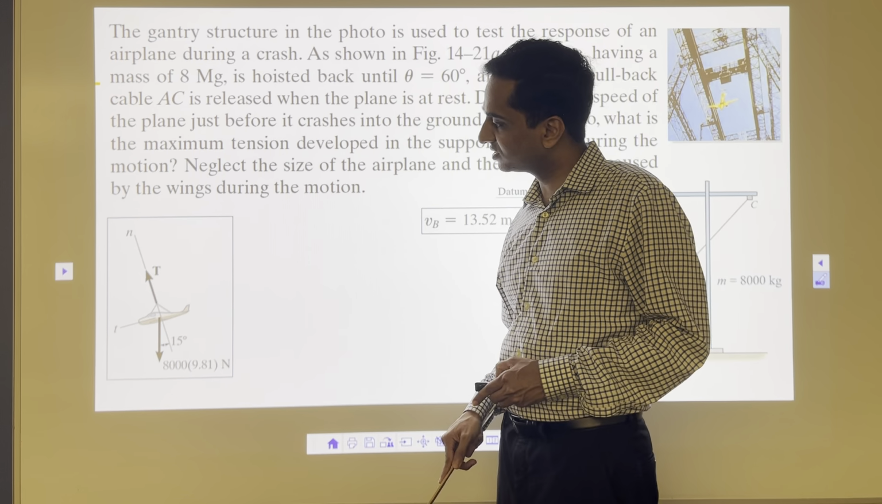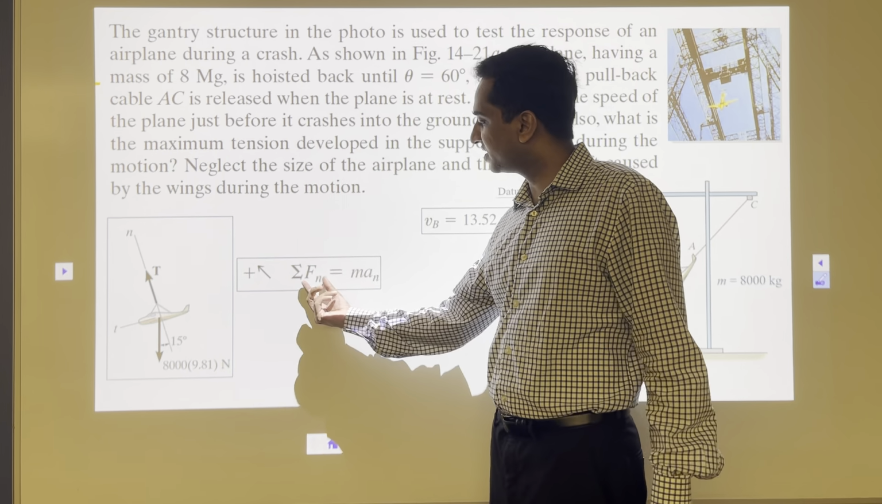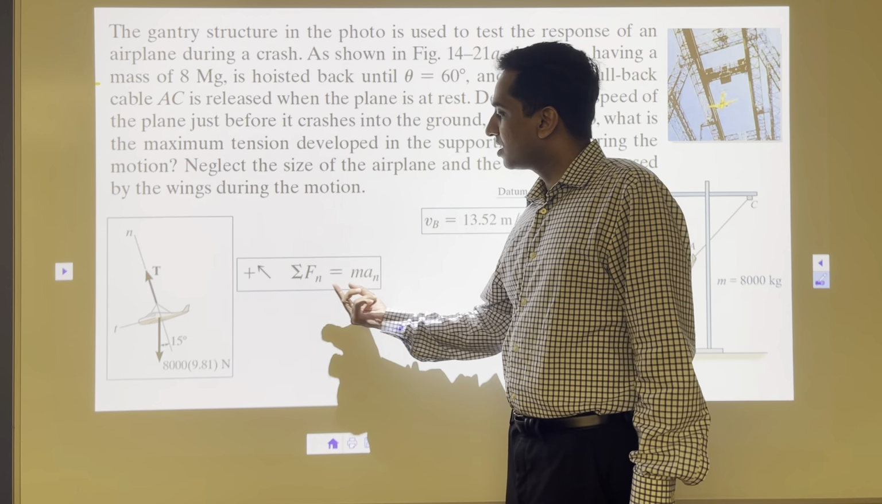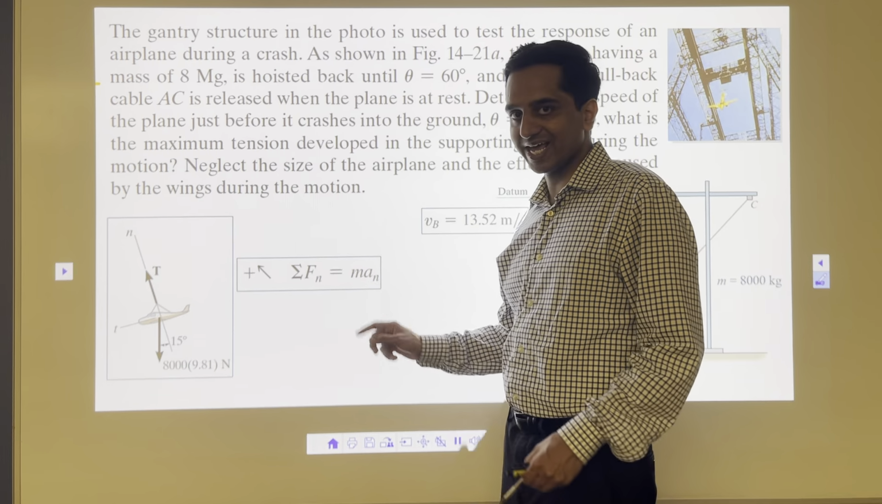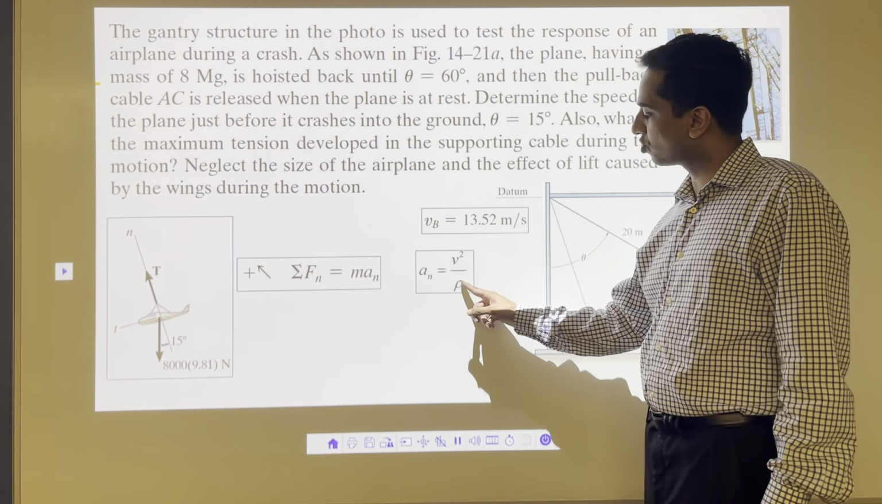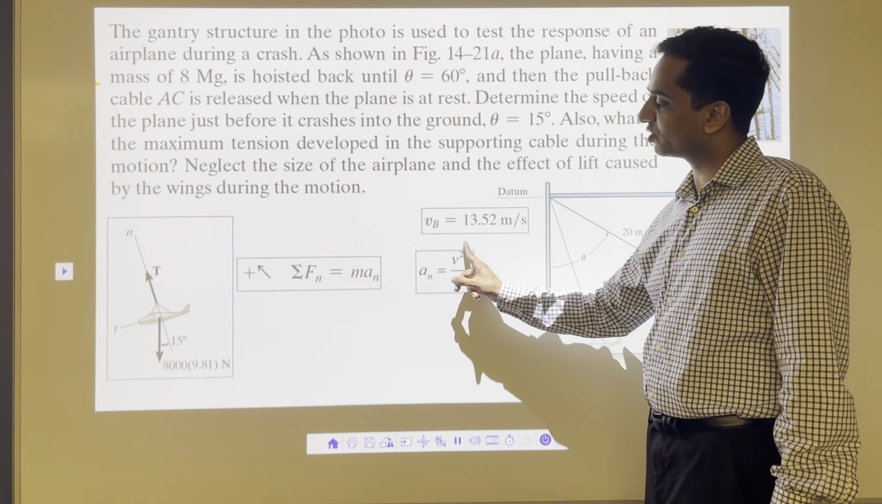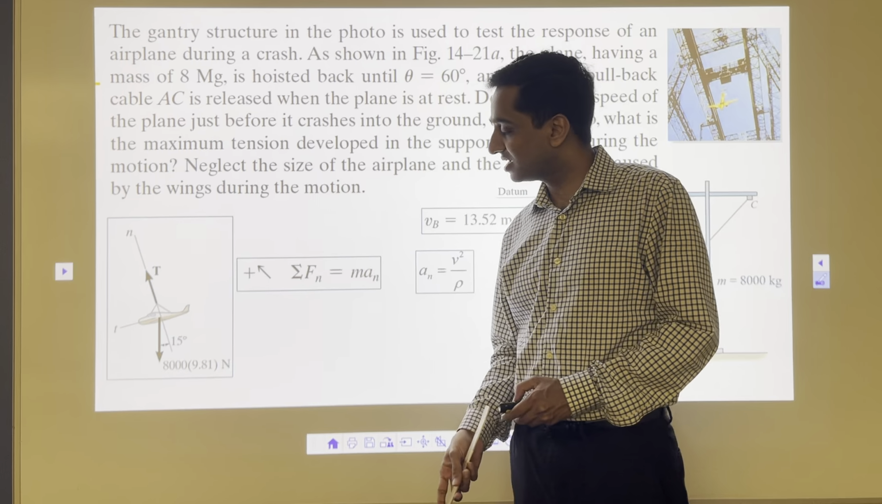Weight acts downwards. Now this is a chapter 13 problem. All the forces applied in the normal direction: Fn is equal to m AN. My objective is to calculate tension, so I need to find the value of AN. AN is nothing but V squared by rho. Velocity is 13.52 and rho is 20. So I can calculate AN, and I'm going to take that value of AN here. Then I can calculate Fn, all the forces in the normal direction.